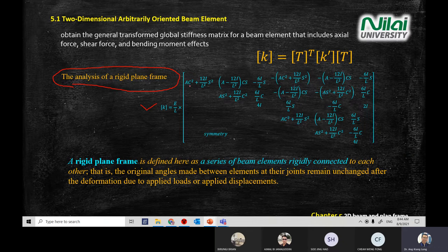When you see cos and sine in the matrix, it means that you are dealing with x to x prime. There's an angle there, theta. From the theta itself, you can calculate cos and sine. This is an important concept. As long as you know how you get cos and sine. And the reason there's a cos and sine is because you are dealing with the global axis x and the local axis, the element axis x prime, and you are measuring from x to x prime.